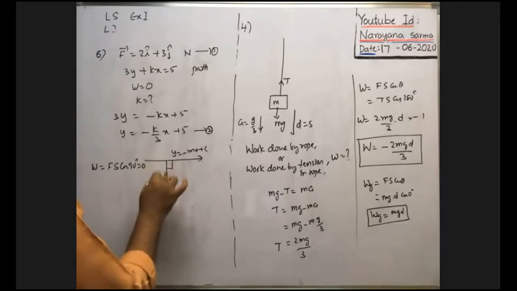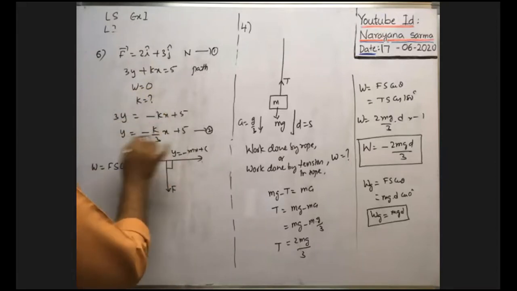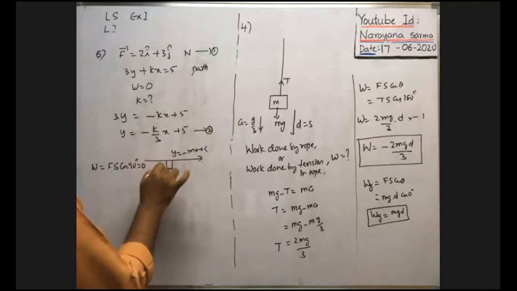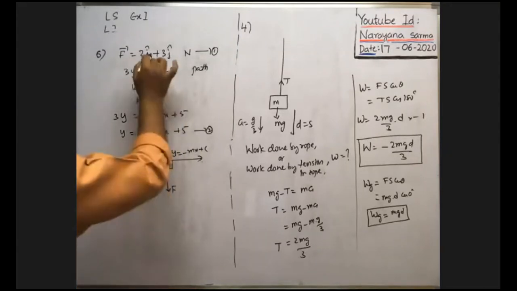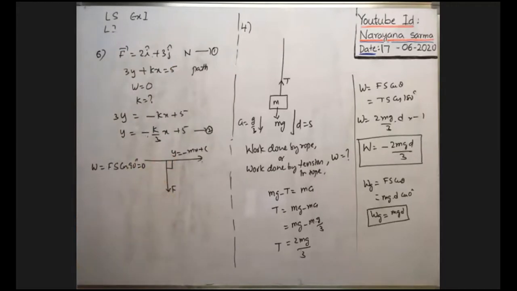Already force is given and displacement is given. Force and displacement path both are given. As both are perpendicular to each other, the product of the slope of this force and this straight line path must be minus 1, no?